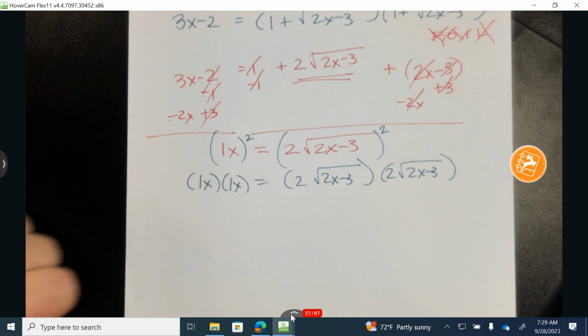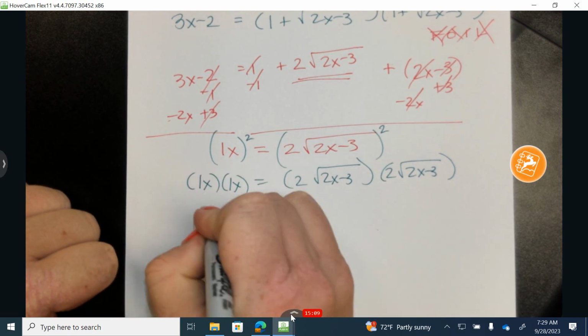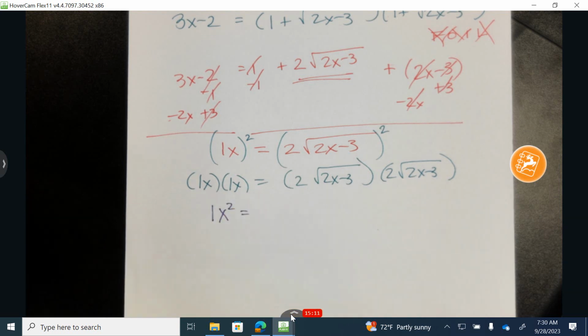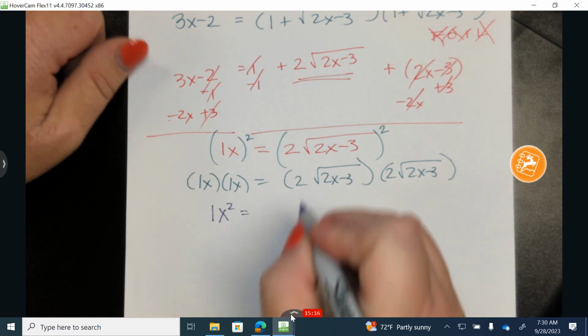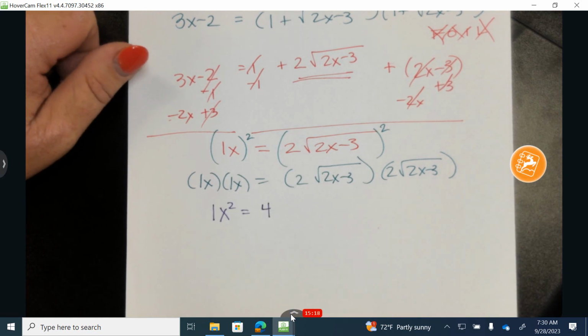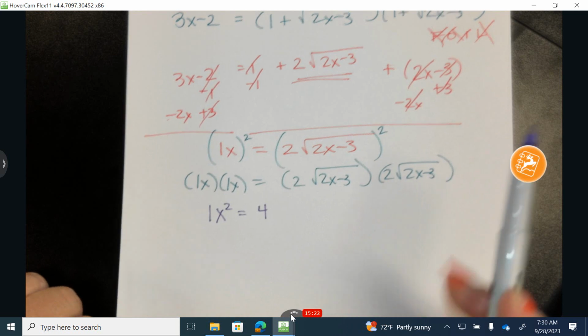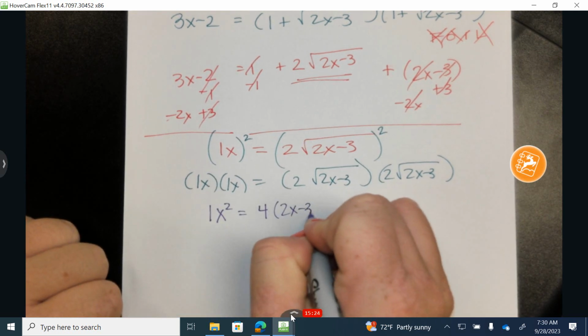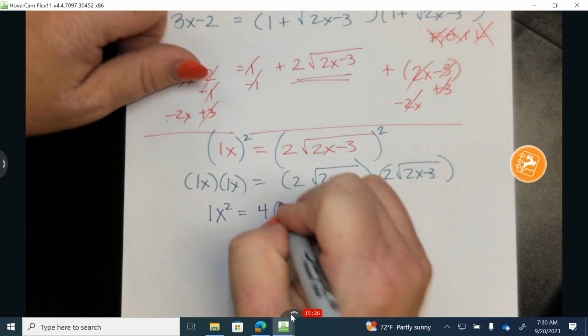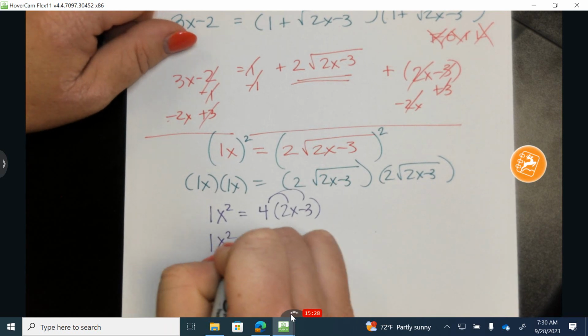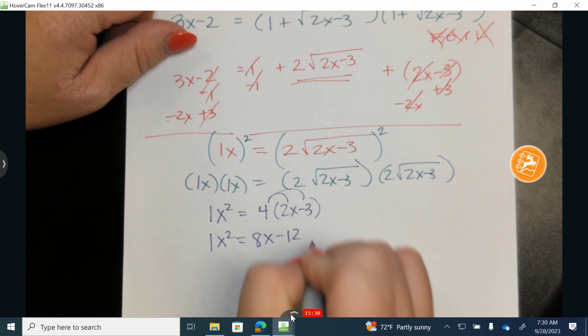On the left-hand side, 1 times 1 is 1. x times x is x squared. On the right-hand side, 2 times 2 is 4. And what do you get when you take this quantity times itself? 2x minus 3. So I'm going to distribute the 2. 1x squared equals 8x minus 12.